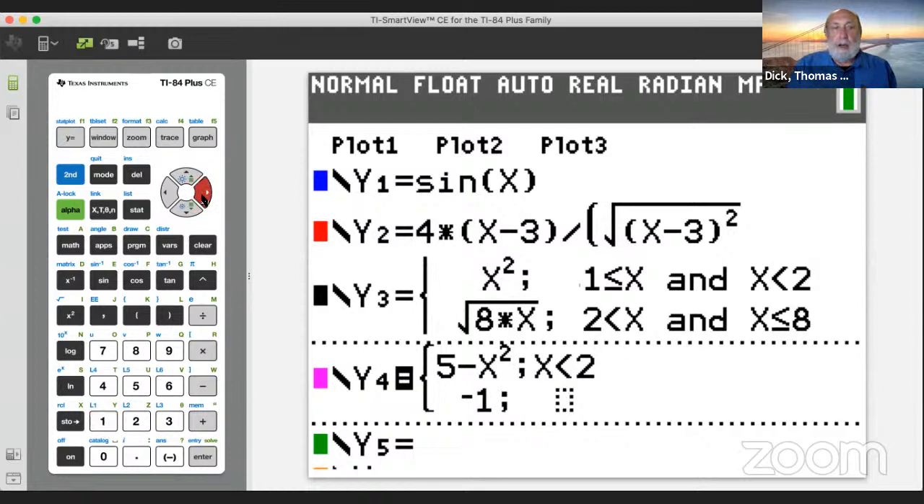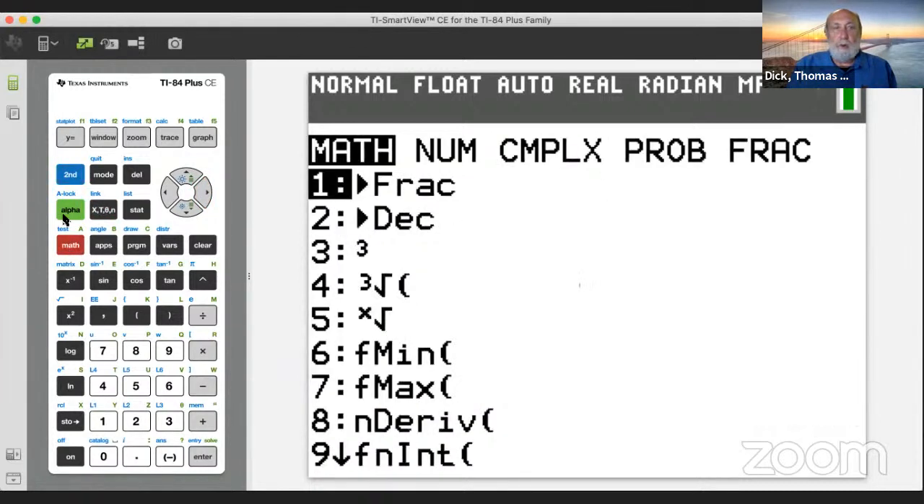And then we'll have x again. This will be for greater than or equal to 1. So let me again go to the test menu. Oops, got on the wrong one there.